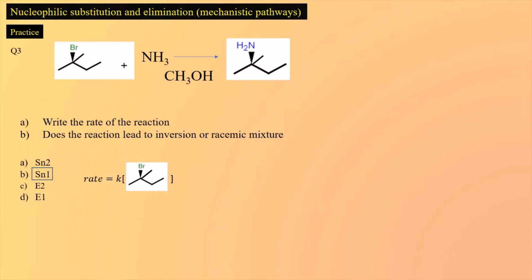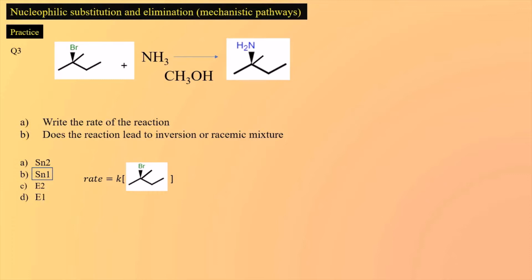It's not weak and bulky. And is the solvent protic? Yes, it is, but it doesn't matter for SN1 and E1. So it can only be SN1, right? And SN1 leads to a racemic mixture. I've only shown one of them. You can also have the broken wedge as well.